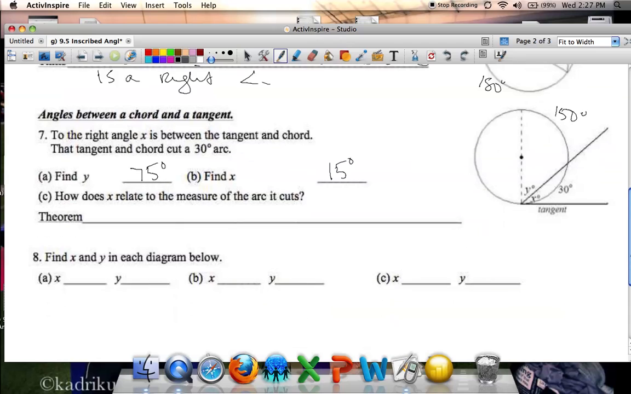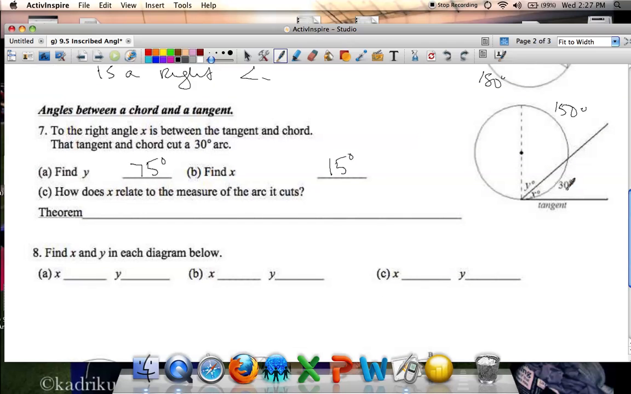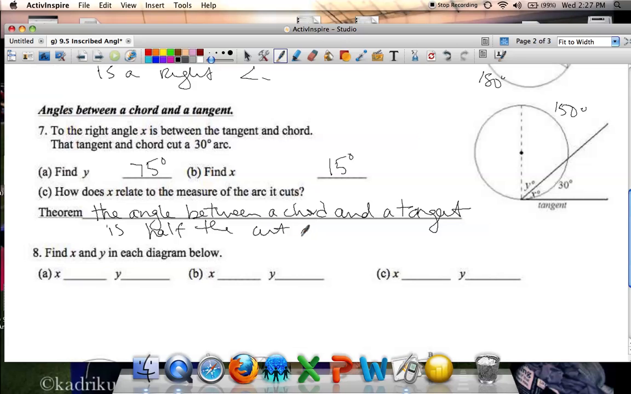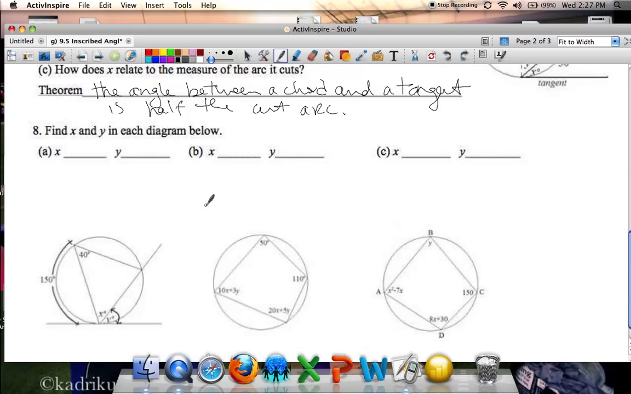How does X relate to the arc that it cuts? Notice 15 is half of 30, and that works every time. So the angle between a chord and a tangent is half the cut arc. Okay, so finish number 8 and we'll discuss the rest in class tomorrow.